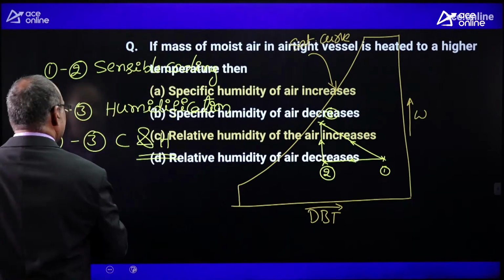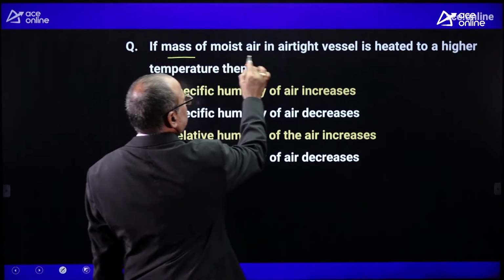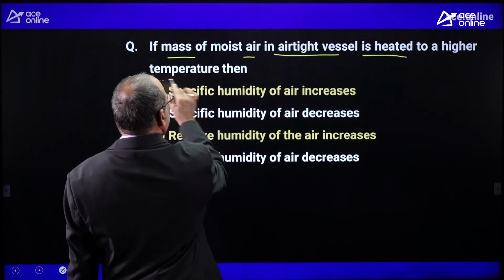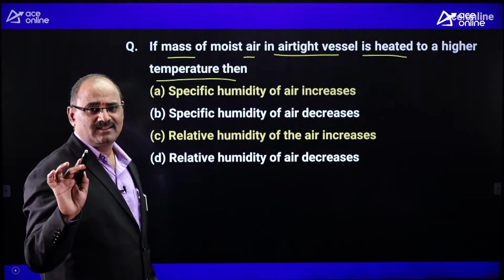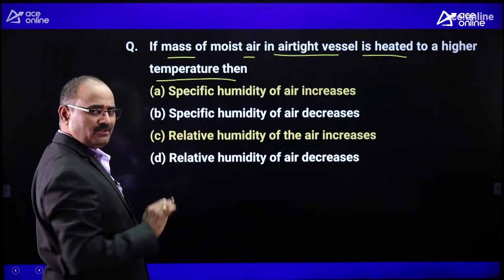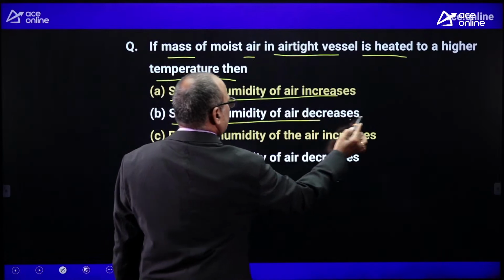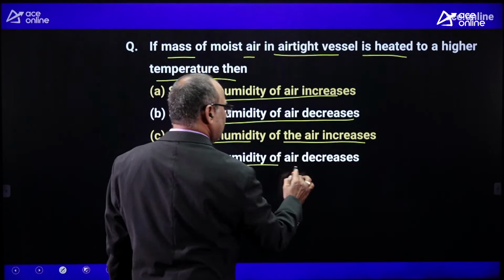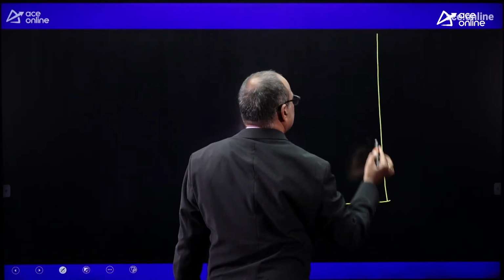Similarly, look at another important question. Hurry. 1 minute. Read the question. If mass of moist air in airtight vessel is heated to a higher temperature. If the air is heated in a closed vessel, what is happening? Different options are given. Specific humidity of the air increases, specific humidity of the air decreases, relative humidity of the air increases, relative humidity of the air decreases. For that, better to project the psychrometric chart.